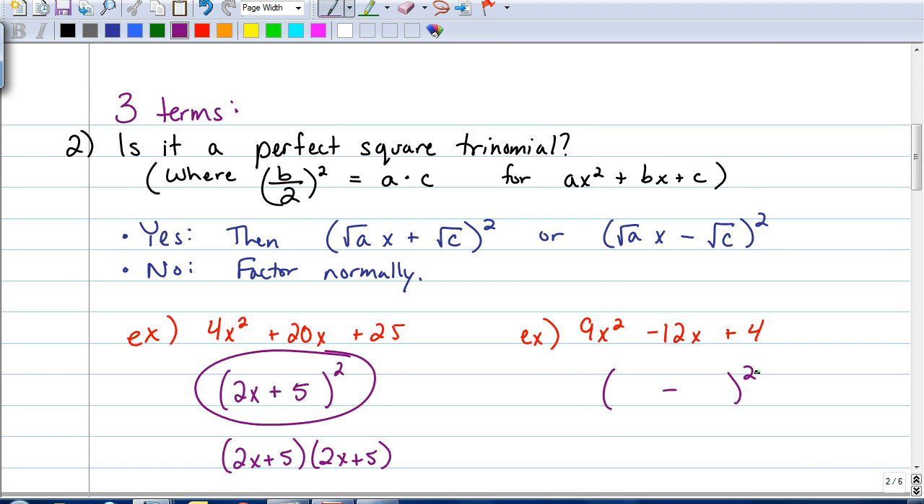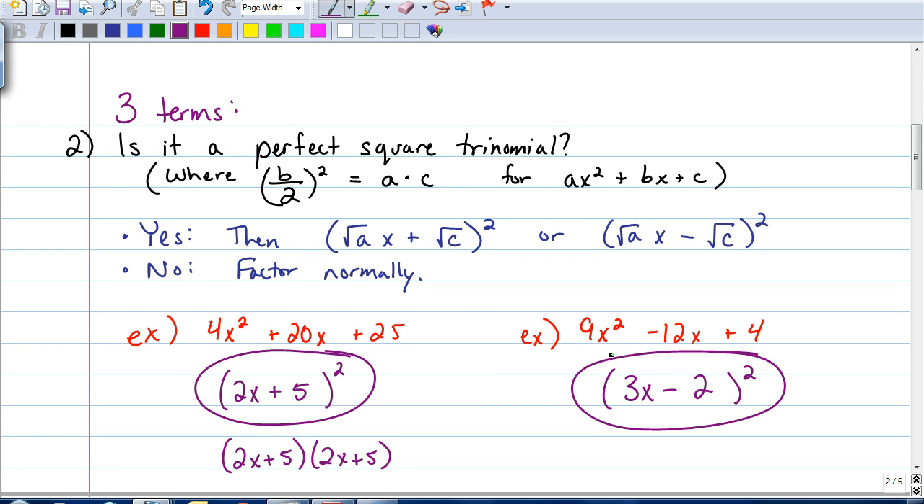So I'm going to have two terms being squared here. The fact that it's a minus tells me my answer is going to be minus. So now I'm going to take the square root of 9, that's 3. So it's going to be 3x. Square root of 4 is 2, so that's going to be 2. 3x minus 2 squared would give me 9x squared minus 12x plus 4.